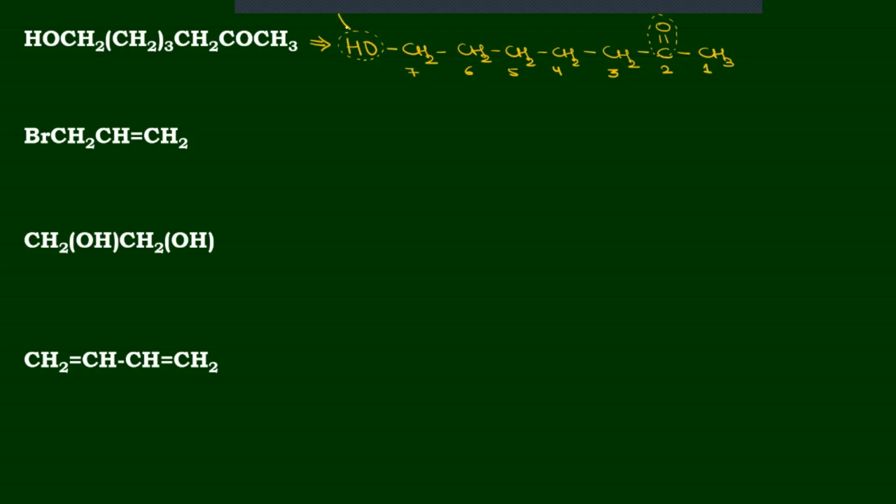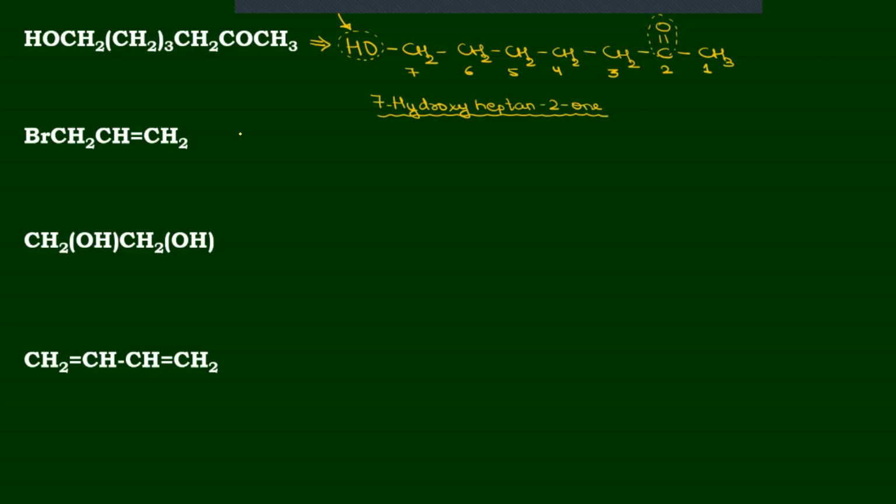So now the alcohol becomes a substituent, whose prefix would be used. Look at the alcohol prefix. What do you see? Hydroxy. So hydroxy comes at position 7. And the ketone suffix is -one. So that's how the naming of this compound would be done.